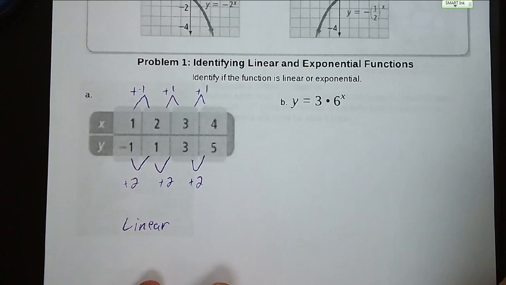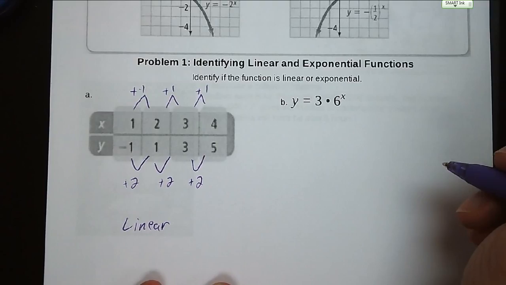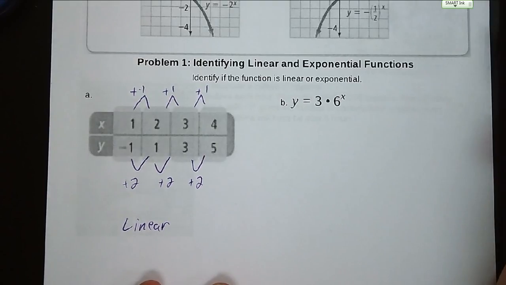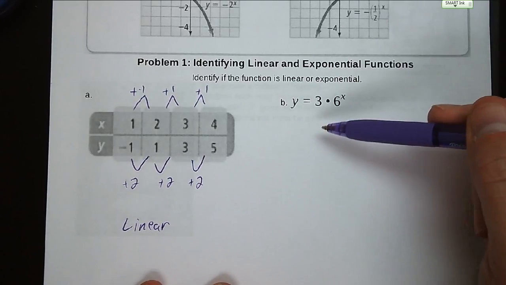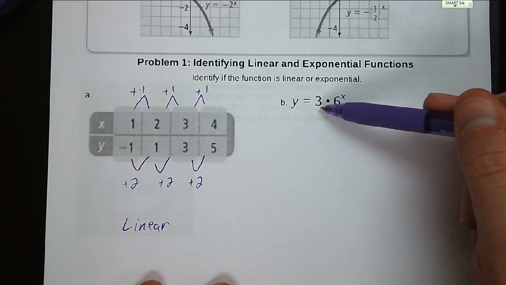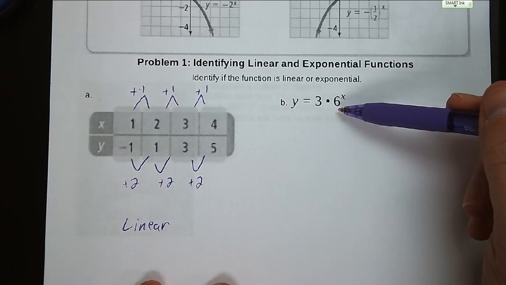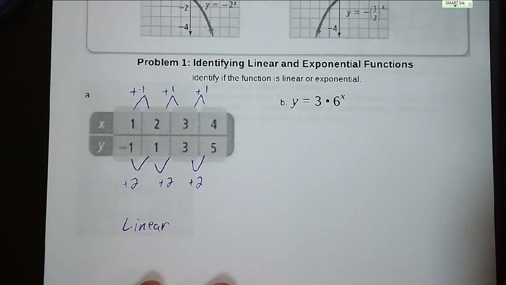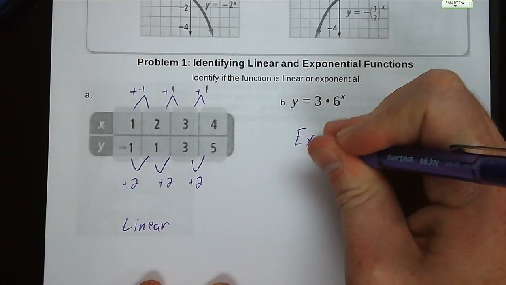Now, our second example is an equation. Y equals 3 times 6 to the x power. Is it in the form y equals a times b to the x? Yes. Is a not 0? Yes. Is b greater than 0? Yes. And is it not equal to 1? Yes. And x is a real number, so this is exponential.